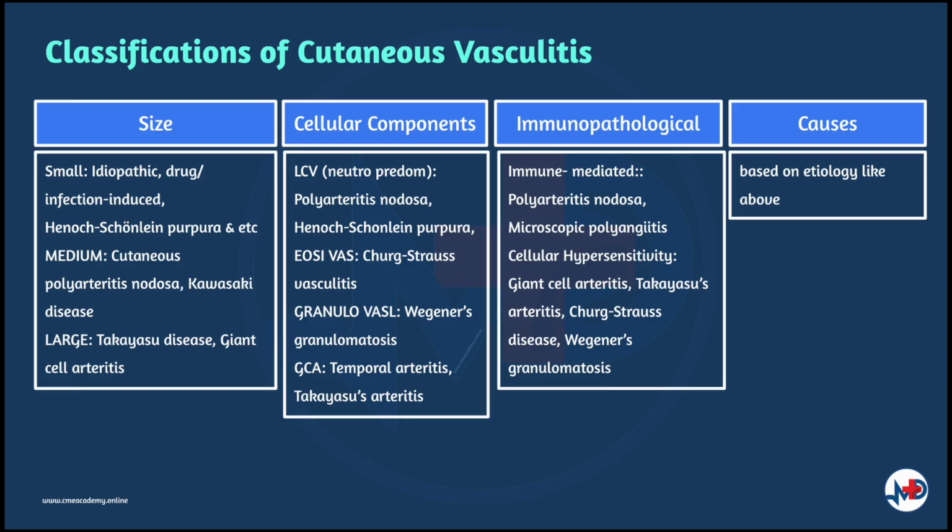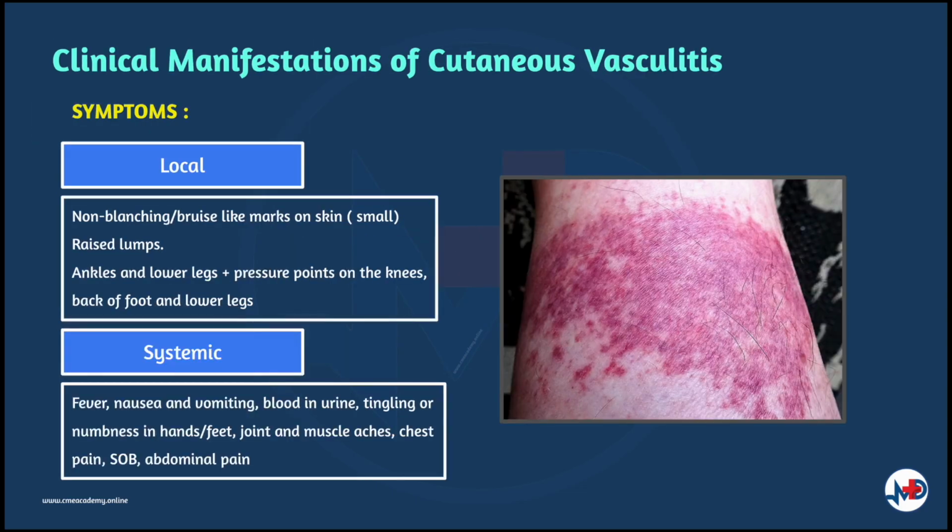Moving on to the clinical manifestations of cutaneous vasculitis. Locally, there will be non-blanching bruise-like marks that may appear as raised lumps on the skin, which is typical. These marks are usually seen around the ankles, lower legs, and at the back of the foot around pressure points of the knee.